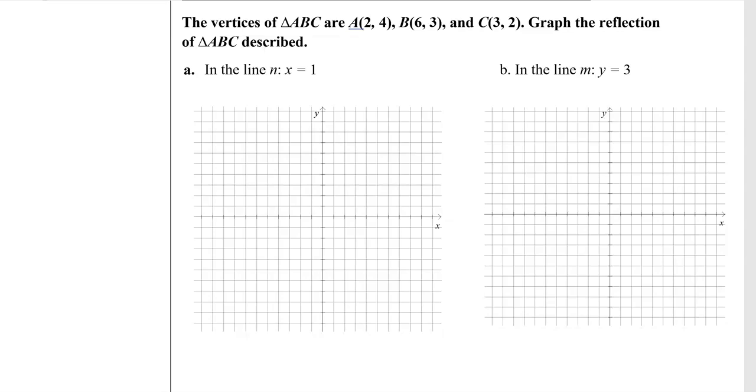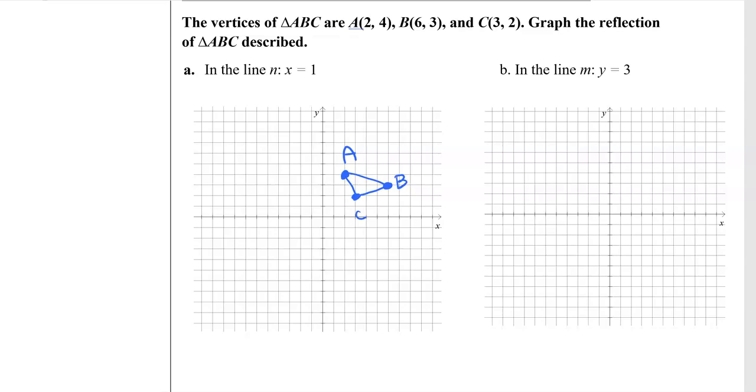Let's start by plotting the points for A, B, and C. So (2, 4) would be point A. Point B is at (6, 3): 1, 2, 3, 4, 5, 6. Got A, I've got B, and then C. Go ahead and make your triangle here.